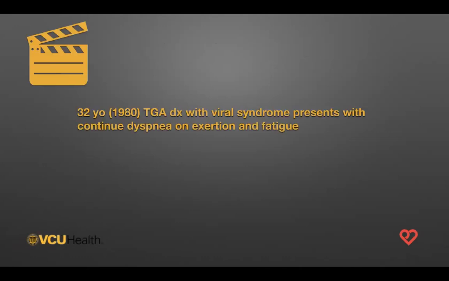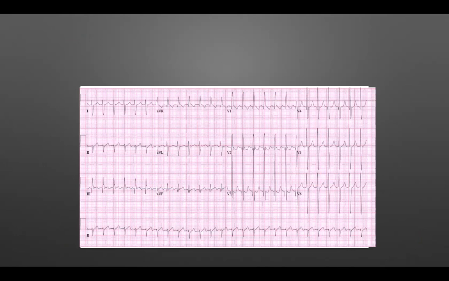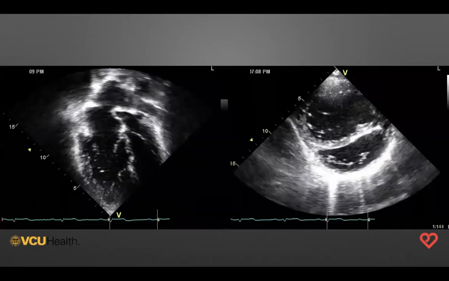Moving on to our next anomaly, and we're going to spend a little bit more time on this, is transposition. So let's start with our case. This is a 32-year-old born in 1980, with transposition. It was a detransposition. He was diagnosed with a viral syndrome who just hasn't gotten better and presents with dyspnea on exertion and fatigue. EKG shows atrial reentry tachycardia with a heart rate of about 150. There is RVH on this EKG as well.